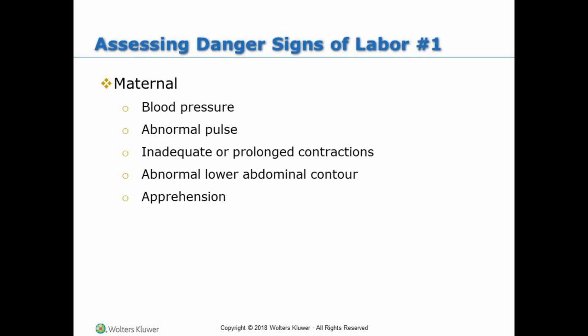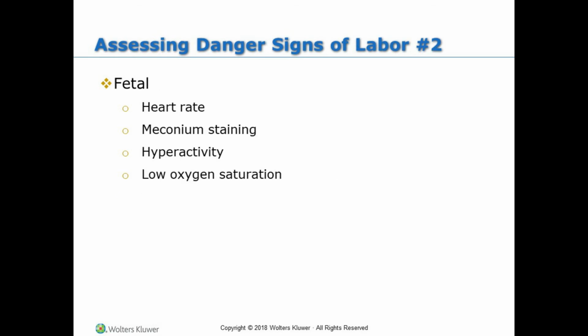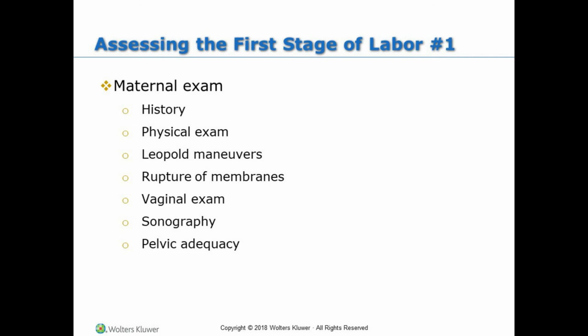Assessing danger signs of labor. Maternal: blood pressure, abnormal pulse, inadequate or prolonged contractions, abnormal lower abdominal contour, apprehension. Fetal: heart rate, meconium staining, hyperactivity, low oxygen saturation.